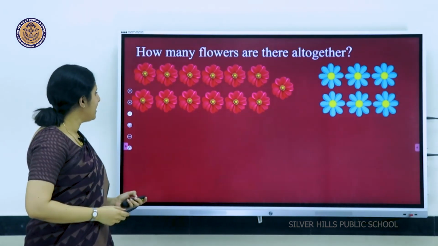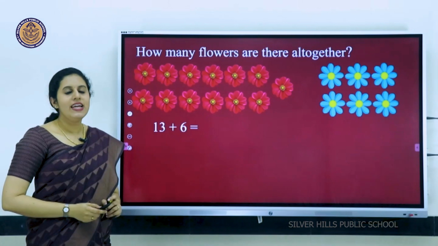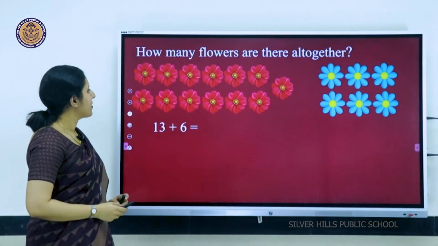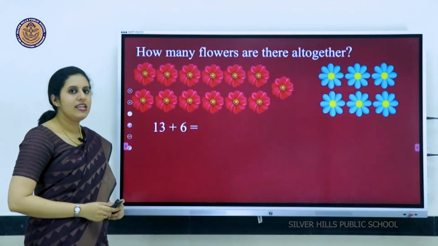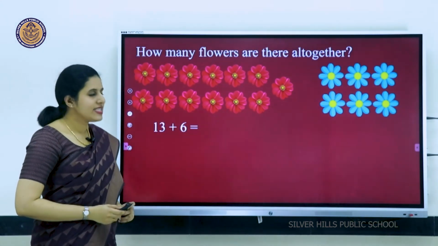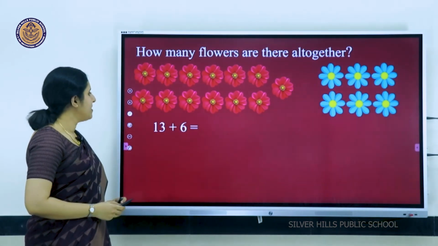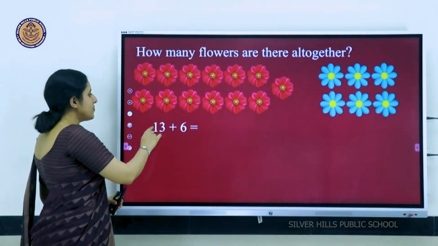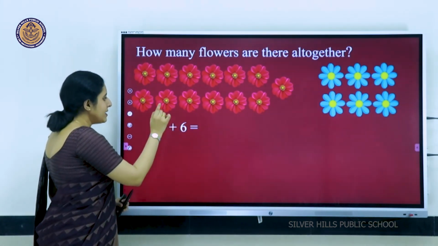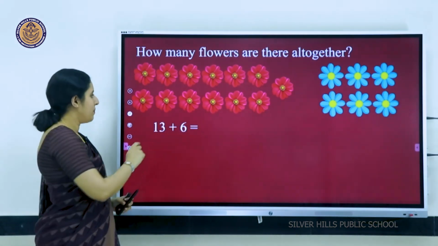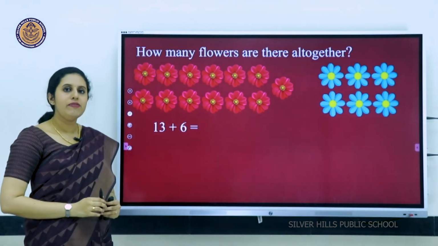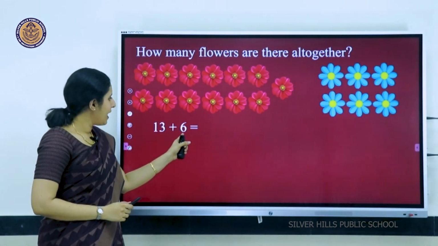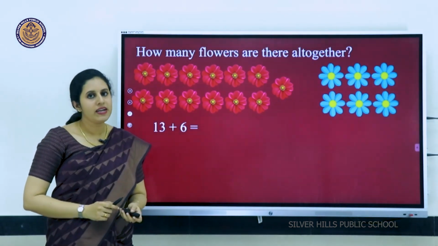How do you write that in an addition sentence? 13 plus 6 is equal to. Yes, that is how you write the addition sentence. Since there are 13 red flowers and since there are 6 blue flowers, you write it as 13 plus 6. Now here the numbers for addition are 13 and 6. 13 is a 2-digit number. How about 6? It is only a 1-digit number. So one number here is a 2-digit number and the other number here is a 1-digit number.